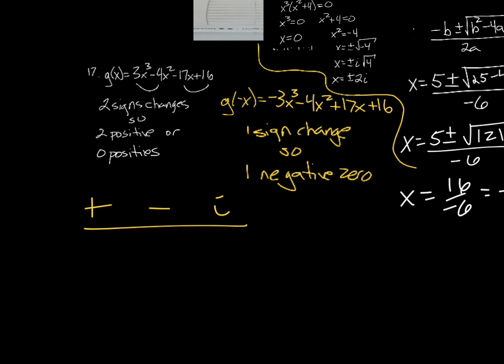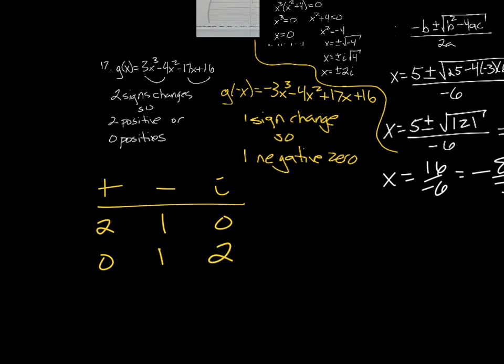So we could have 2 positives. We have to have 1 negative. So how many imaginary would there be? 0. Or we could have no positives. We have to have 1 negative. So 2 imaginary. Is that okay? Those are our only options. Is that good? Should we do another one? We're going to do this more.